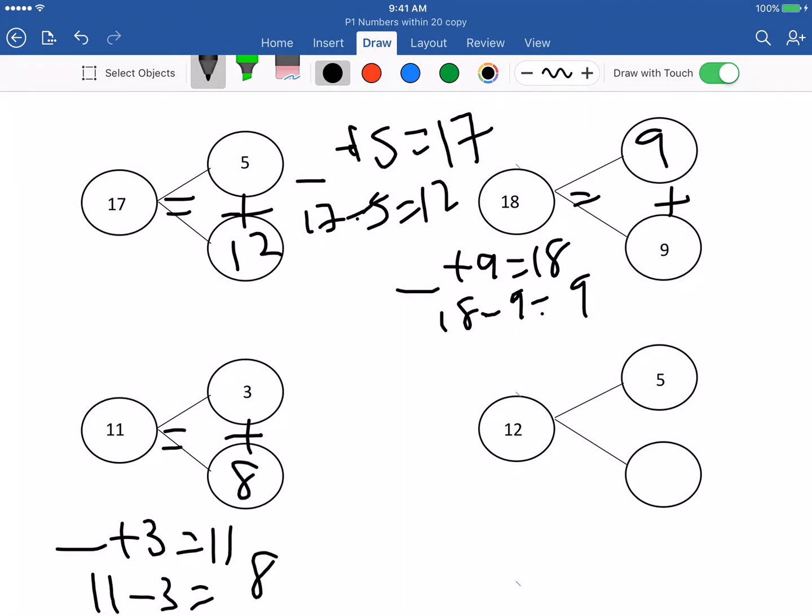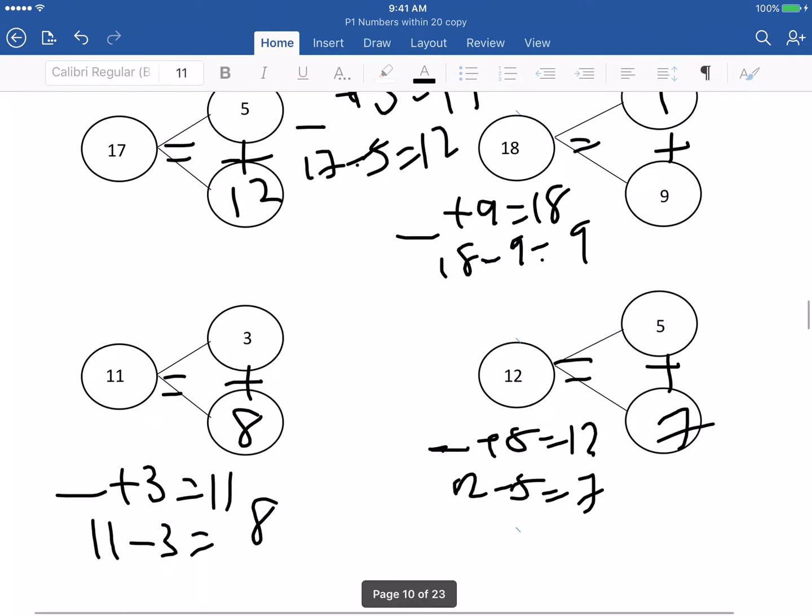8 here. Okay, what must you add to 5 such that it gives you 12, sorry. So we take 12 minus 5, which is 7 right here. So that's how you do number bonds.